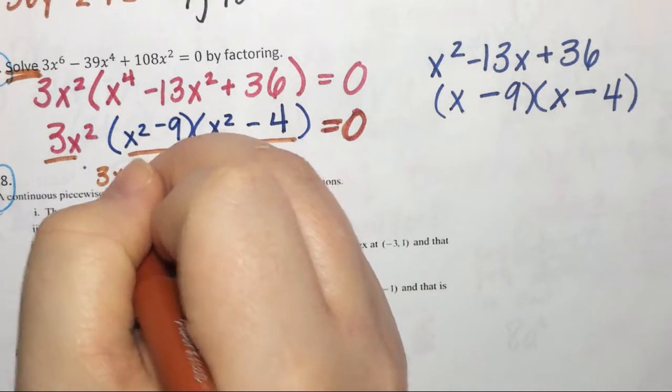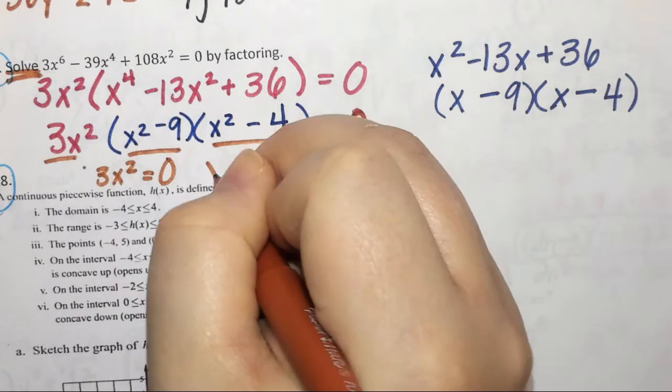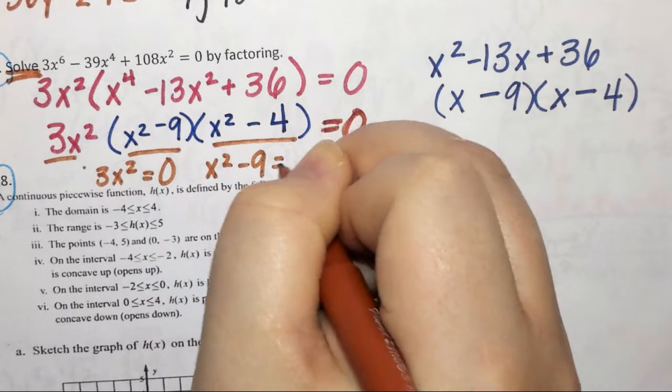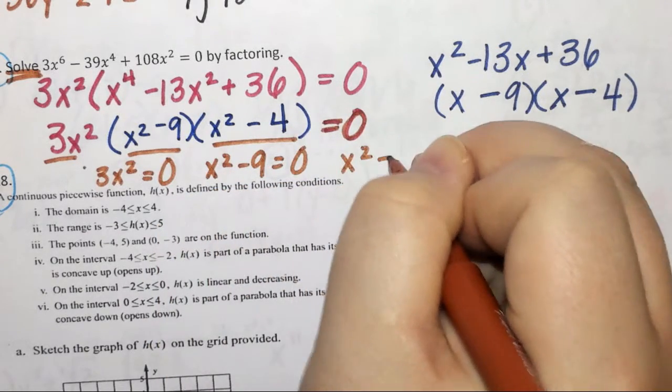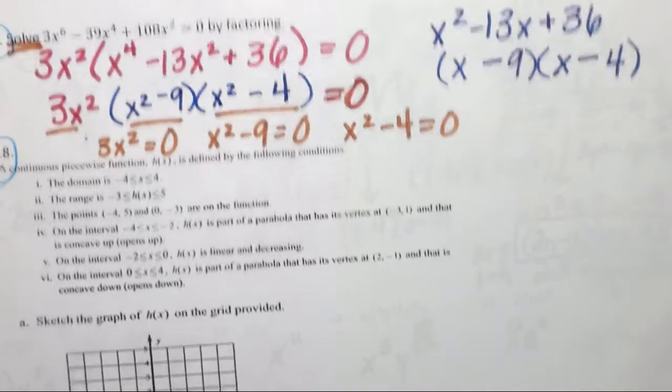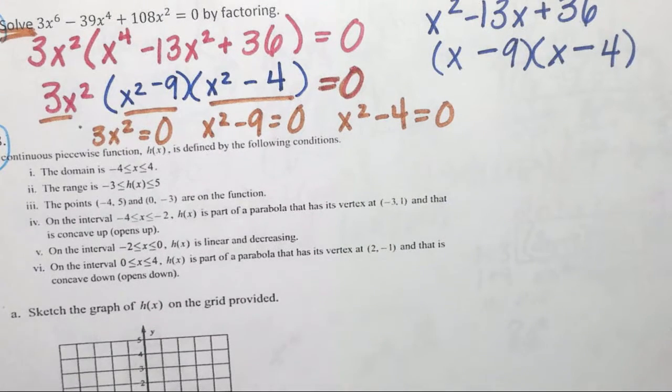So I'm going to set 3x squared equal to 0. I'm going to set x squared minus 9 equal to 0. And I'm going to set x squared minus 4 equal to 0. And again, I swear I'm ahead of where we are. This math workshop is ahead of where we are in our notes. We will get here. We're just going to fake it till we make it today.